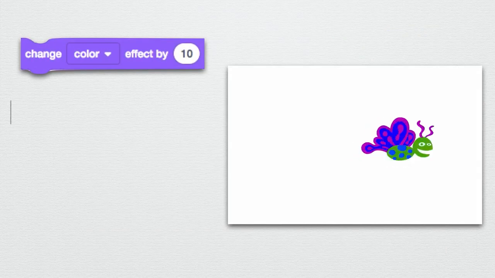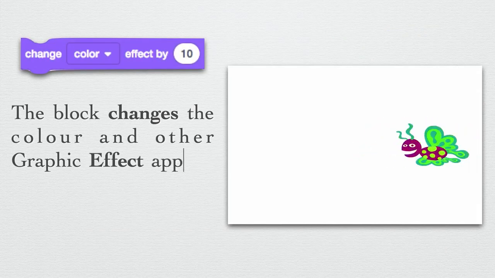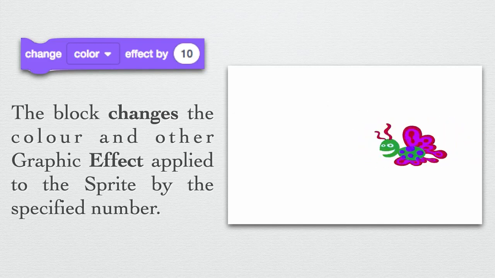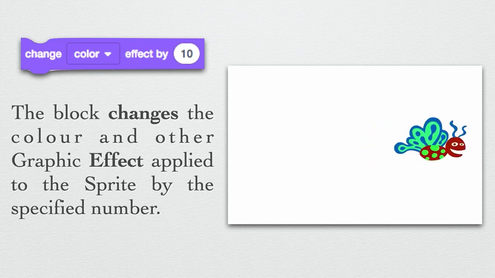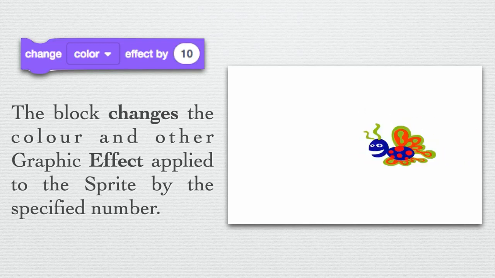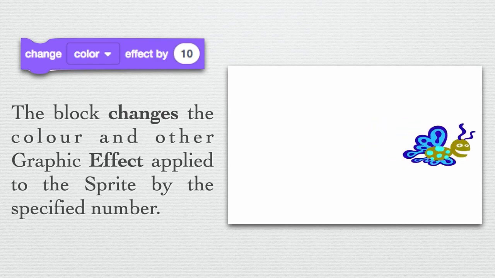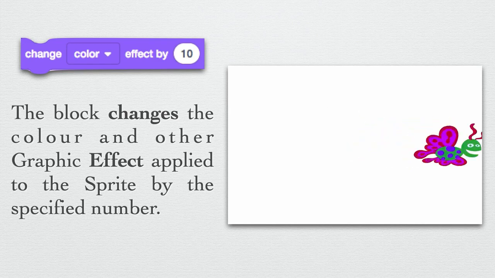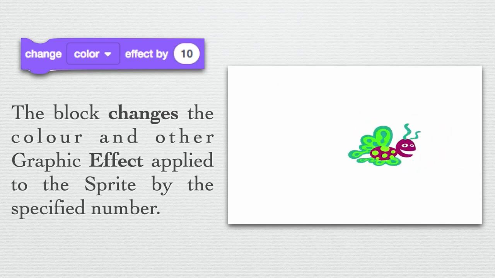Kids, in our project Fly a Butterfly, we have also used a block that is change color effect by 10, and this block we get from looks block menu. And why we use this block? We use this block to change the color of the sprite by a specified number, the number that you mention in this text box. By this point, the color of our sprite will change.